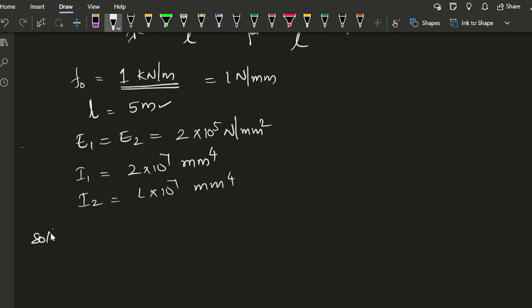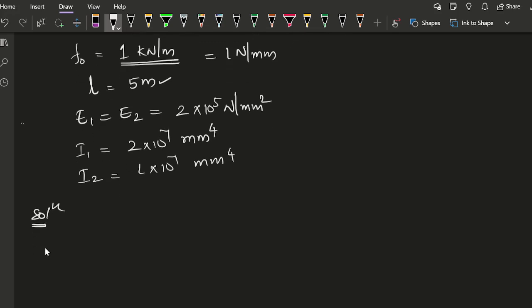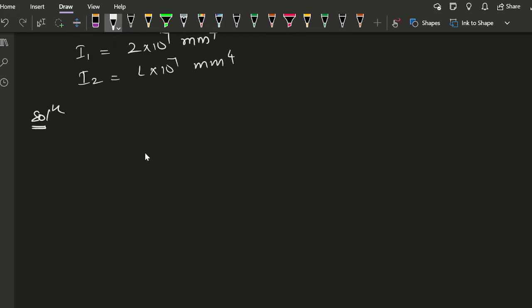First of all, I'll just draw the line diagram for this. The line diagram is nothing but the replication of the exact diagram in terms of line. So here, this is the first node. It is a fixed node. In the third node, it is a hinge support. Here they have given the support.